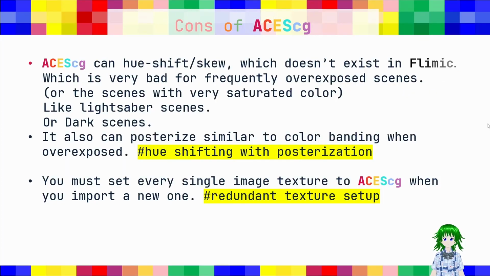ACEScg can use hue shift, which doesn't exist in Filmic, which is very bad for frequently overexposed scenes, or scenes with very saturated color, like lightsaber scenes or dark scenes. It also can polarize, similar to color banding when overexposed. You must set every single image texture to ACEScg when you import a new one.